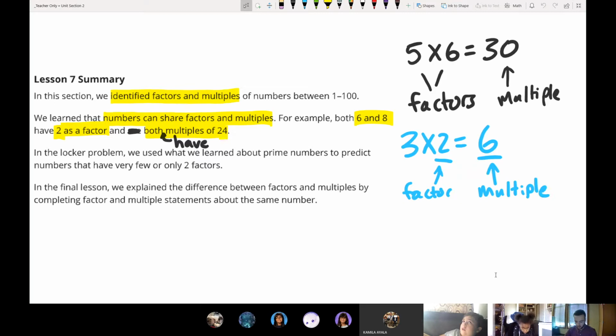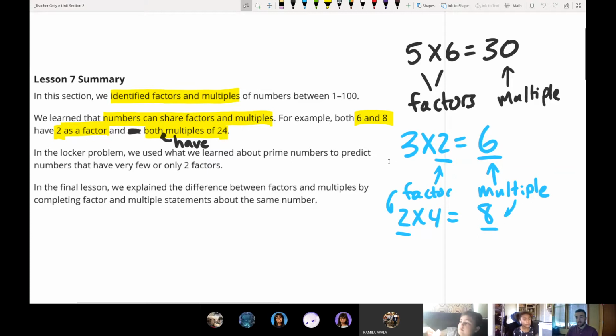Okay. And then Camila, do you want to show how 2 is a factor of 8 as well? 2 times 4 equals 8. Nice work. So 2 and 8. So 2 is once again the factor, and there's the multiple there. All right, so 2 is a common factor of both 6 and 8, and we proved it here using multiplication.